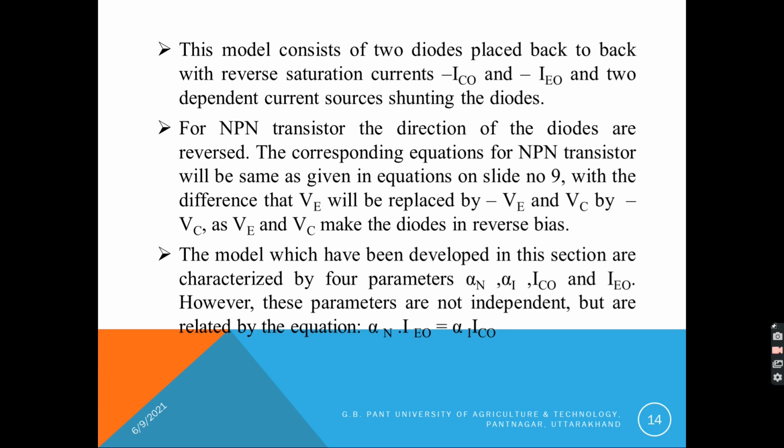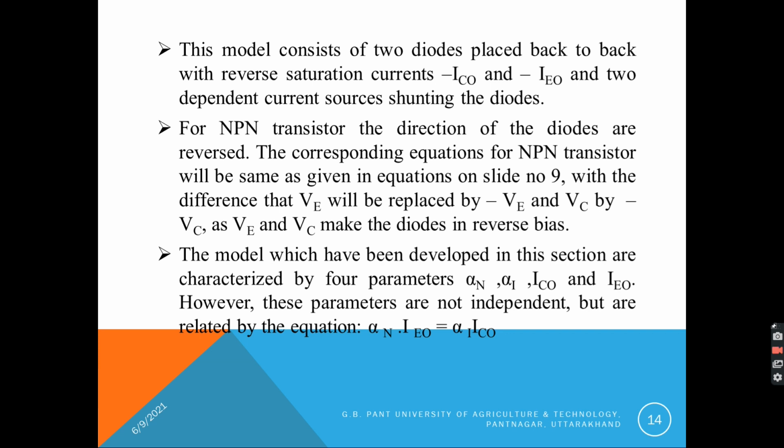Now for an NPN transistor, the directions of the diodes are reversed, and the corresponding equation for the NPN transistor will be the same as given in the equation on the previous slide, slide number 9, with the difference that VE will be replaced by minus VE and VC will be replaced by minus VC, as VE and VC put the diodes in the reverse bias condition.